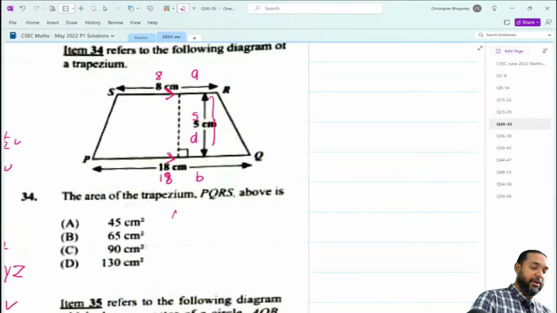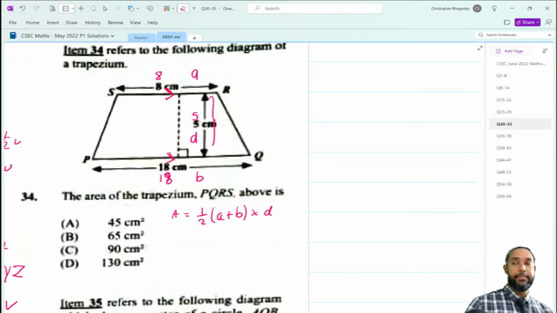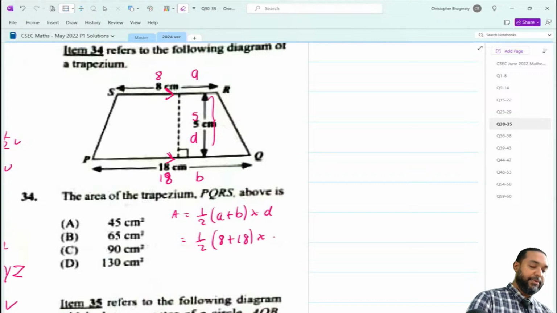So the area of a trapezium is 1/2 of the sum of the parallel sides, then multiplied by the perpendicular distance between them. Right, so you have 1/2 by A plus B. So that's 8 plus 18, then multiplied by D, which is 5. 8 plus 18 is 26. 26 over 2 is 13. 13 by 5 will give us 65.